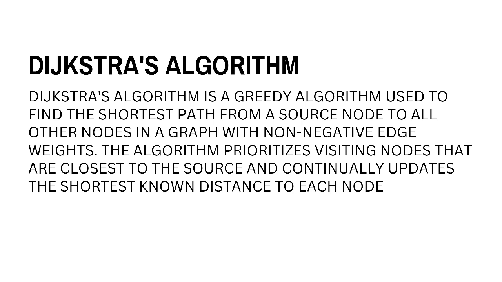Dijkstra's algorithm is a greedy algorithm used to find the shortest path from the source node to all the other nodes in the graph with non-negative edge weights. The algorithm prioritizes visiting nodes that are closest to the source and continually updates the shortest known distance to each node. It is considered a greedy algorithm because it finds the shortest path from the current state to the goal state. And that's what it does, right?